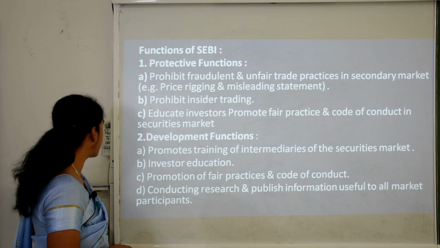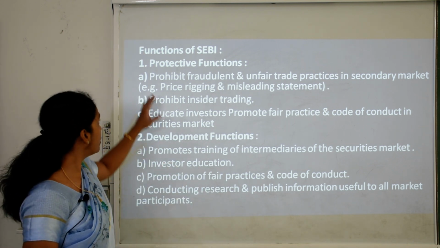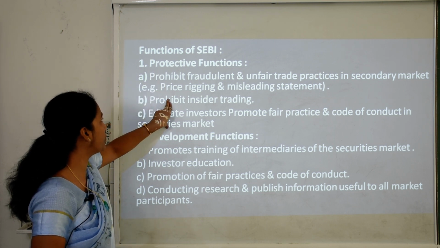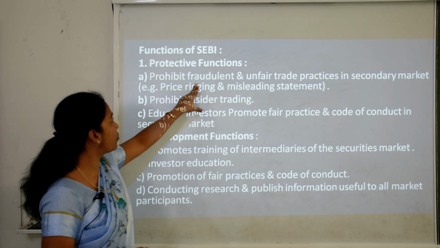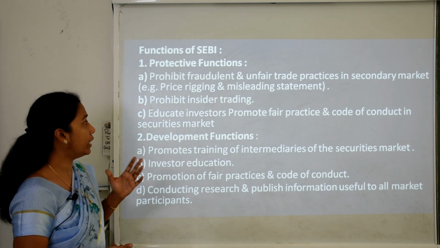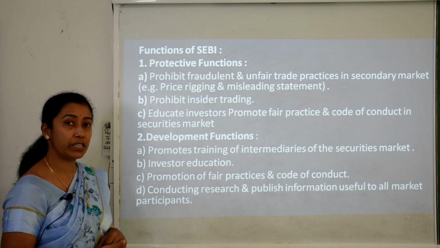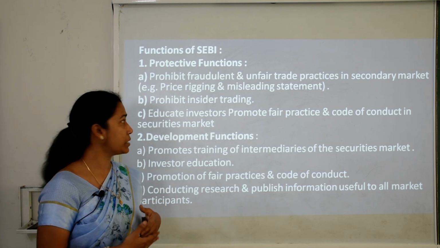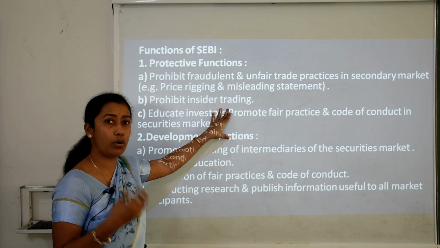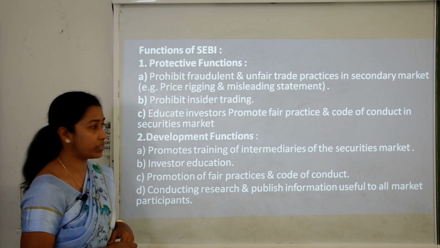Now, functions of SEBI. The first function of SEBI is protective functions. Under protective functions, we have some subtopics. The first is to prohibit fraudulent and unfair trade practices in the secondary market, for example price rigging or misleading statements. When we say price rigging, it means an artificial increase in price. Second is to prohibit insider trading. That means all such malpractices should be controlled through the protective functions of SEBI.